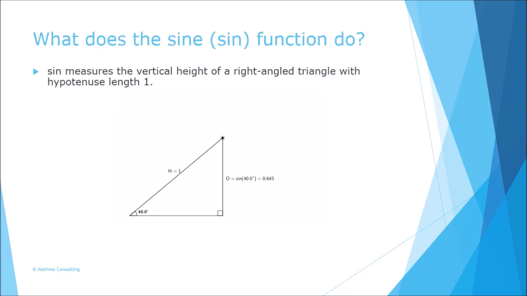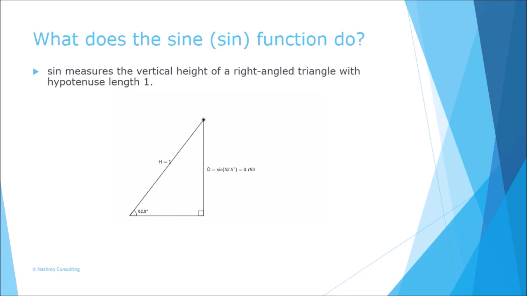The specific calculation that the sine function does is measure the vertical height of a right-angled triangle with a hypotenuse length of 1. Remember, the hypotenuse is the longest side of the triangle. It's the side that doesn't form a right angle, and it's labelled H in my diagram. So when the angle is very small, sine of the angle is very small. And as the angle grows, so does the height of the triangle.